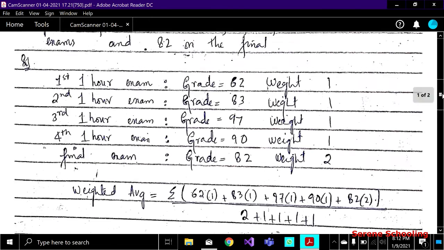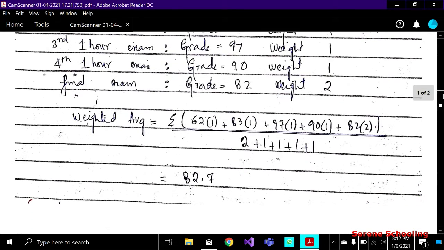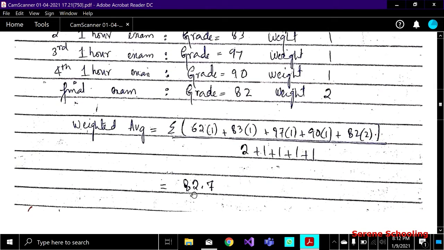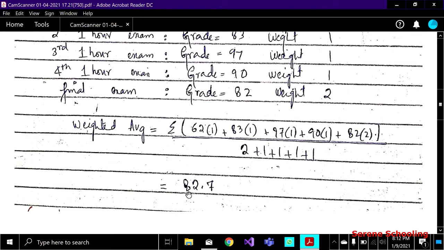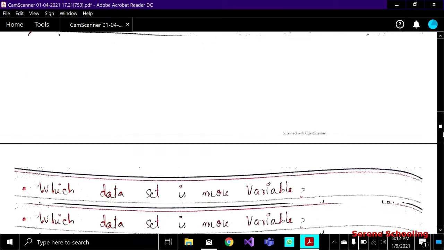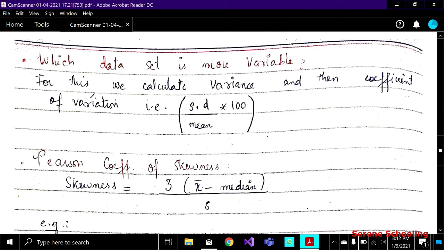Okay, you can see the formula, data value multiplied by its weight over the sum of all the weights. So in this way we can get our weighted average. So this is our weighted average, that is, you can say, the average grade out of all these grades, 82.7.